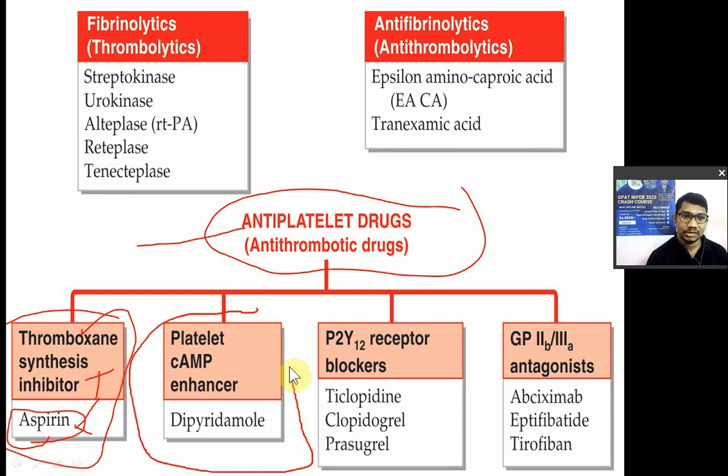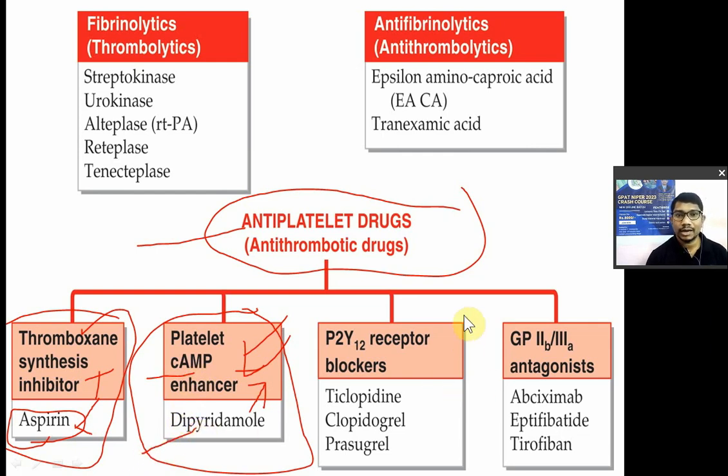Now again, the next class in the antiplatelet is the platelet cyclic AMP enhancer. So the example is dipyridamole. You have to remember, questions have already आ चुके. So platelet cyclic AMP enhancer means this dipyridamole will increase the cyclic AMP in the platelet. Dipyridamole is also known as a phosphodiesterase inhibitor. इसको क्या बोलते हैं? Phosphodiesterase inhibitor. And inhibition of phosphodiesterase will increase the cyclic AMP level in the platelets. Phosphodiesterase inhibitor, dipyridamole. You have to remember.